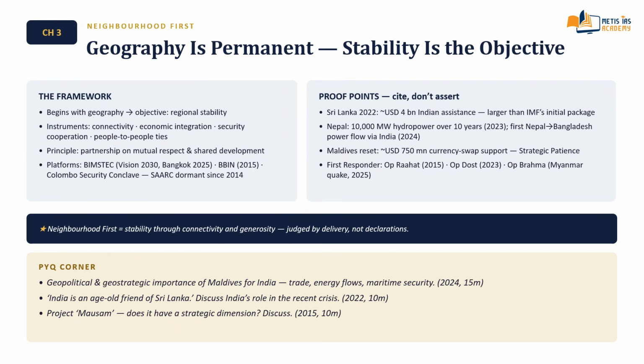Neighborhood First promotes regional stability. Act East strengthens connectivity with Southeast Asia. The Indo-Pacific protects maritime interests. Strategic partnerships improve technology access. Trade agreements expand economic opportunities. Global governance reforms create a more representative international system. All these initiatives ultimately contribute to one large objective, that is India's long-term development.